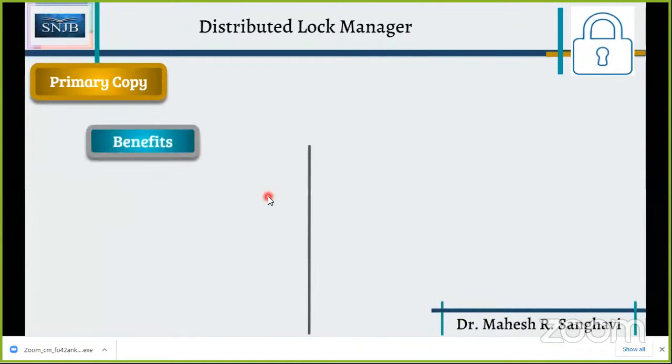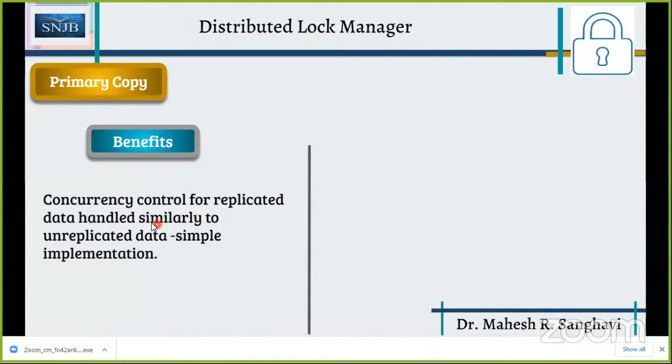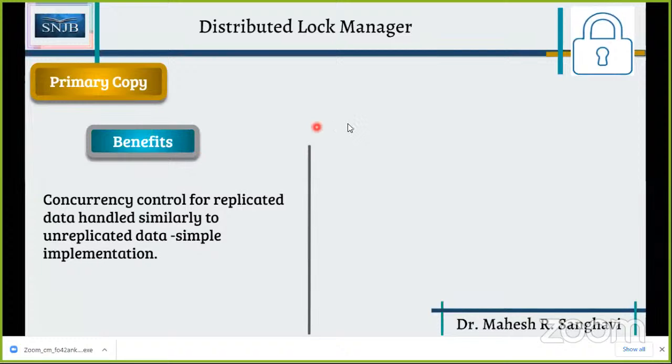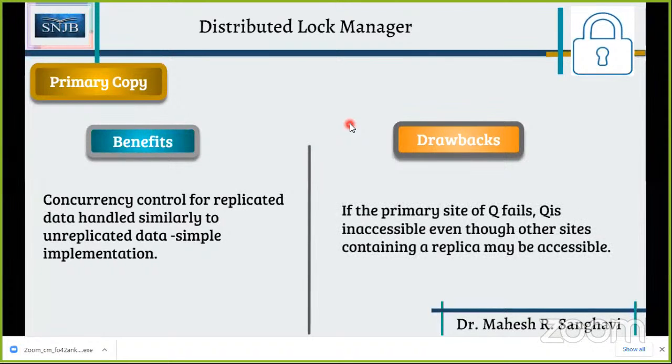We have seen the benefits of the primary copy approach. Concurrency control for replicated data is handled similarly to unreplicated data, and this makes for a very simple implementation. So the best benefit of primary copy is that it is easy to implement. But the severe drawback is that if the primary site fails, then that data item, though its replicas are available, cannot be used because it will be locked by that primary site, and that is the problem with primary copy.